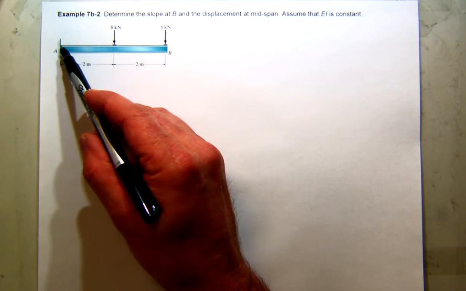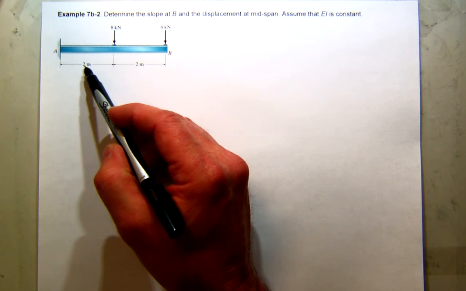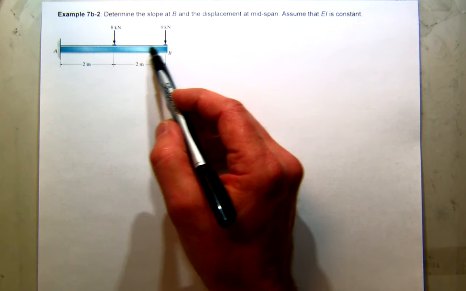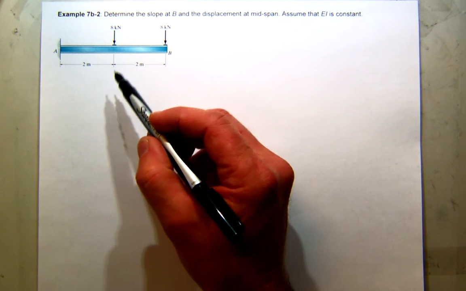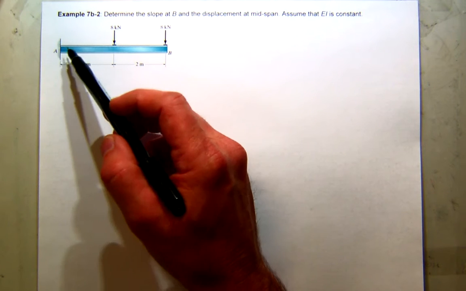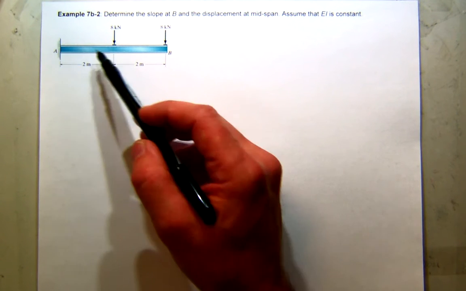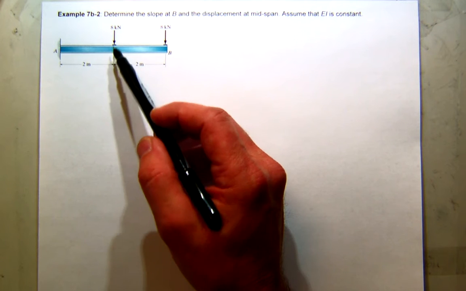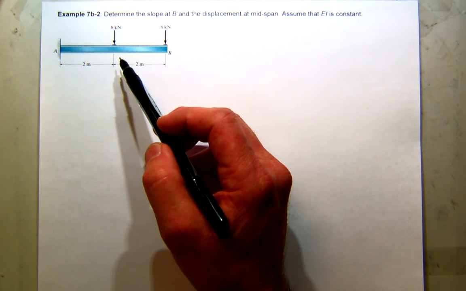So again, you would have to write a moment equation that was valid over the first 2 meters, and then a second set over the next 2 meters. And through the integration process, you would generate 4 constants. You would get 2 with the conditions at A, the displacement 0, the slope is 0, and then you have to match the 2 solutions at the center. I think eventually you would probably get a set of simultaneous equations to solve.